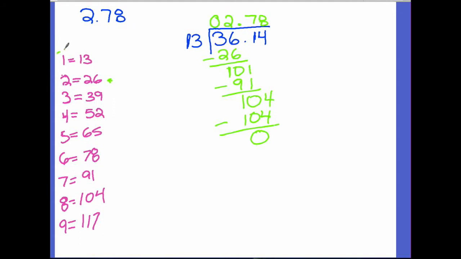So if you find something like this helpful, then do that, especially when you get into 3-digit divisors. Then you're not sitting there thinking, okay, how close can I get to this number without going over? Because you've learned with estimation, sometimes you solve it, it's too big, so you have to solve it again. So you're doing the same work double time. So if you just make a list to begin with, that's very helpful.